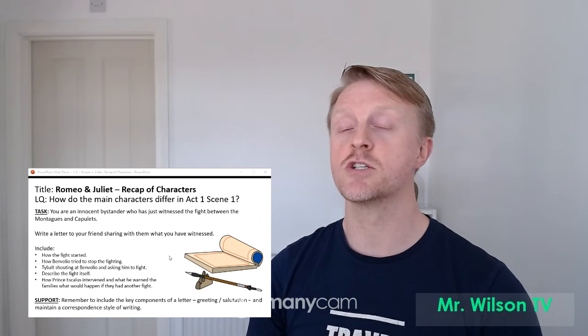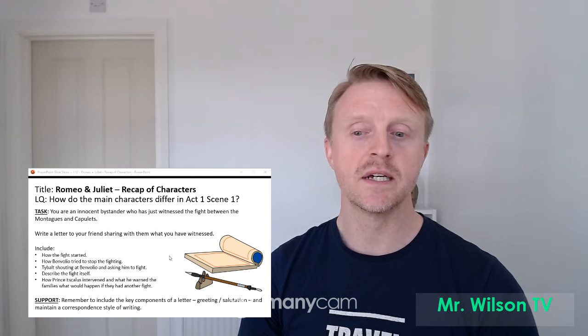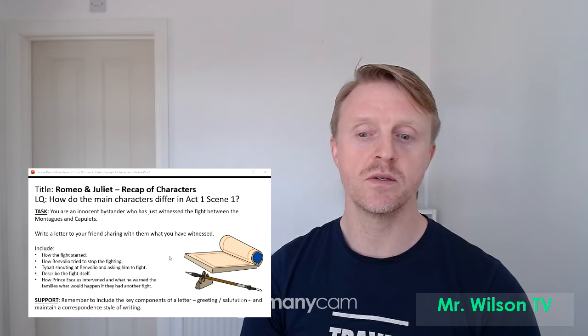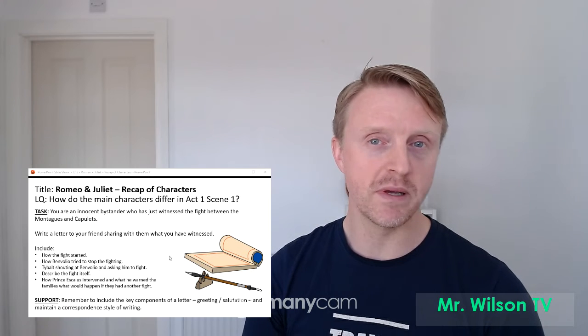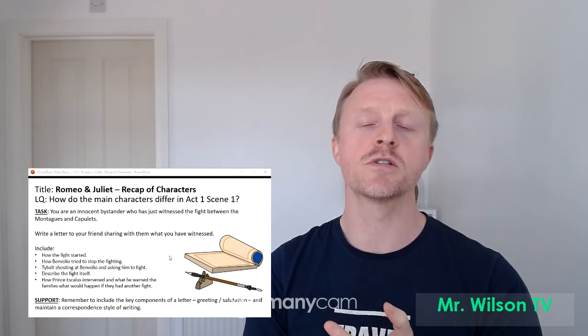Now, some ideas of things you might include might be how the fight started, how Benvolio tried to stop it, Tybalt's attitude and what he was trying to do, the fight itself. You can be more creative in that piece, but then how Prince Escalus intervened and what he threatened the families with. So those are some of the ideas you might include in your letter. Make sure it actually is a letter, so that needs to have a greeting, a salutation. You need to sign off at the end, and it needs to maintain that correspondence style of writing.